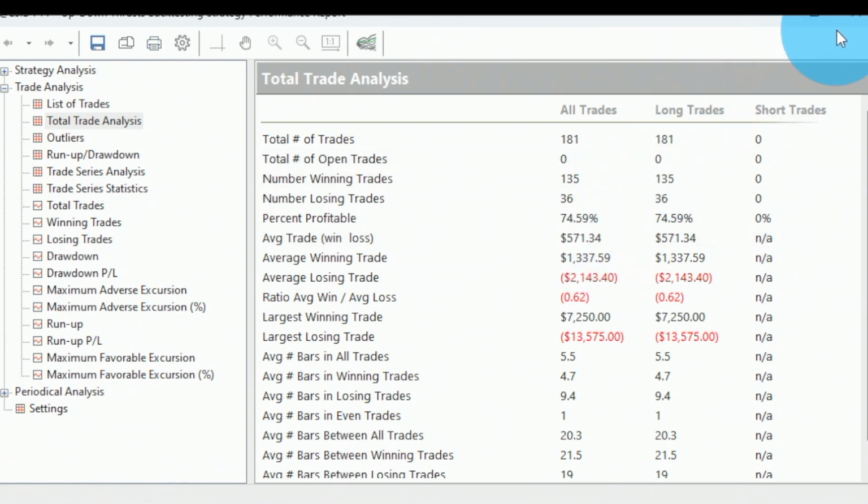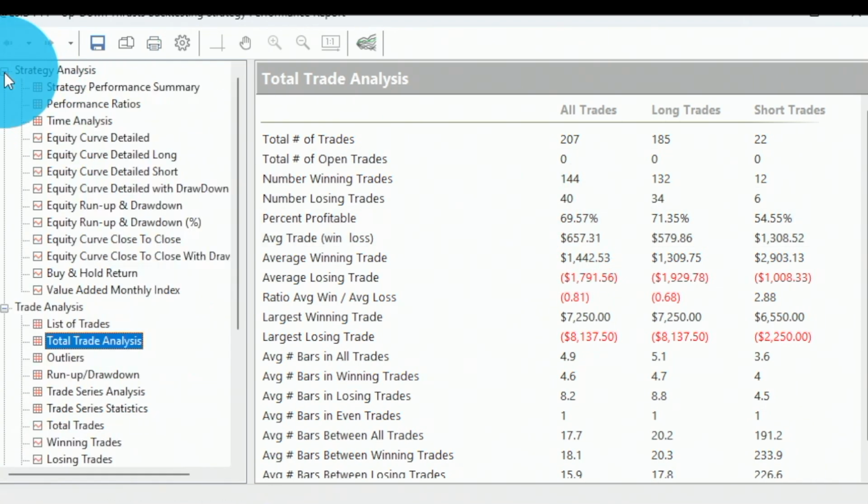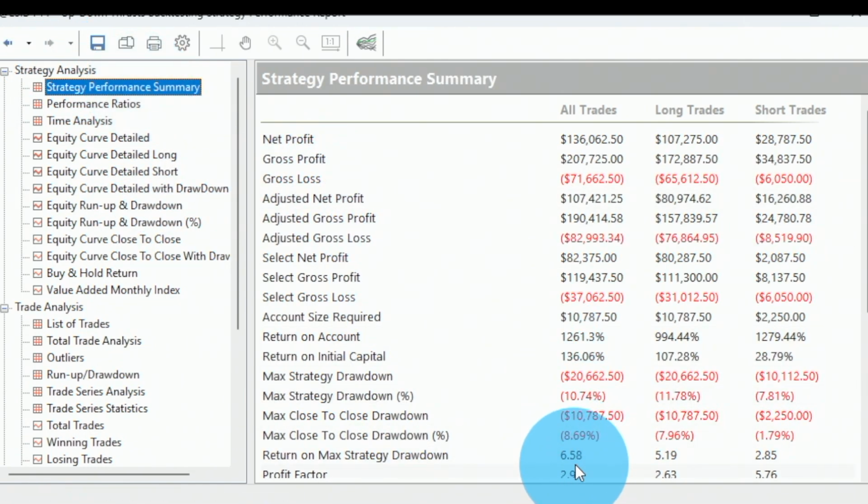And now let's also add the short side. So overall, now we have 22 short trades, 185 long trades, with a total of 207. And our average trade is great. Of course, the short side is amazing, but our average trade is still very, very good with about 70% win rate. Now, our return to drawdown, of course, we are looking to enhance it, which is very good, 6.58.